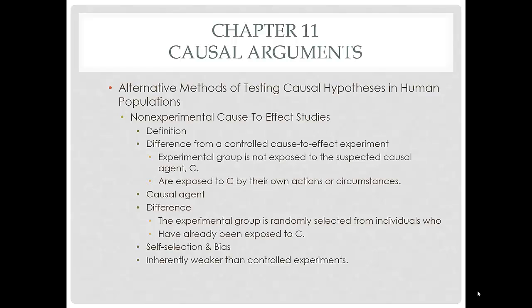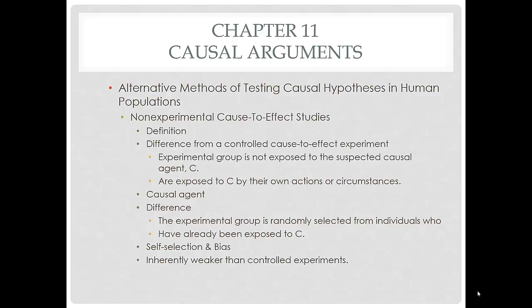Now, turning to the new stuff, what about cases where, when you're testing, say, human populations, it would be impractical or unethical to engage in a controlled cause-to-effect experiment? For example, an ethical person wouldn't want to infect people with, say, a virus to see what it does, or expose people to tobacco smoke to see what it does to them. However, we do wish to know about what such bad things do, and so what we do is we conduct studies, specifically two types: the non-experimental cause-to-effect study and the non-experimental effect-to-cause study.